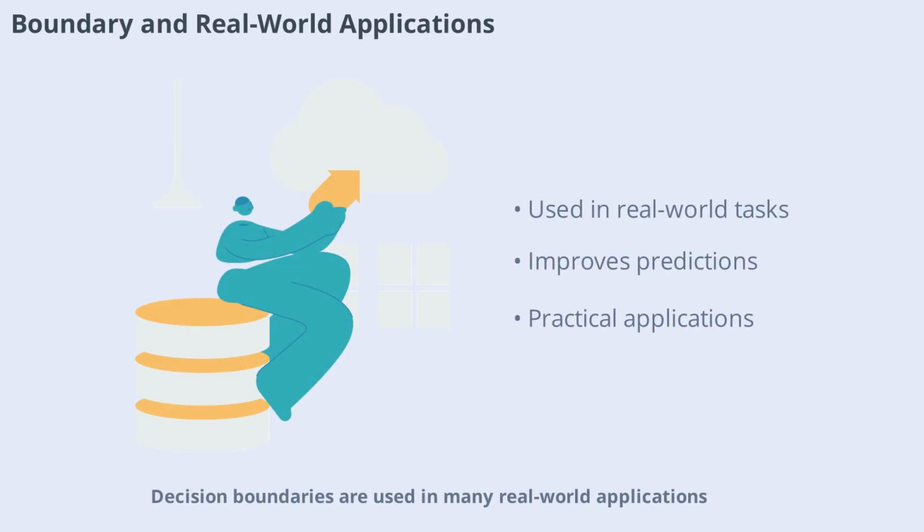Decision boundaries are used in many real-world applications, from medical diagnosis to spam detection. Understanding how boundaries work helps you build better models and make more reliable predictions in practical scenarios.